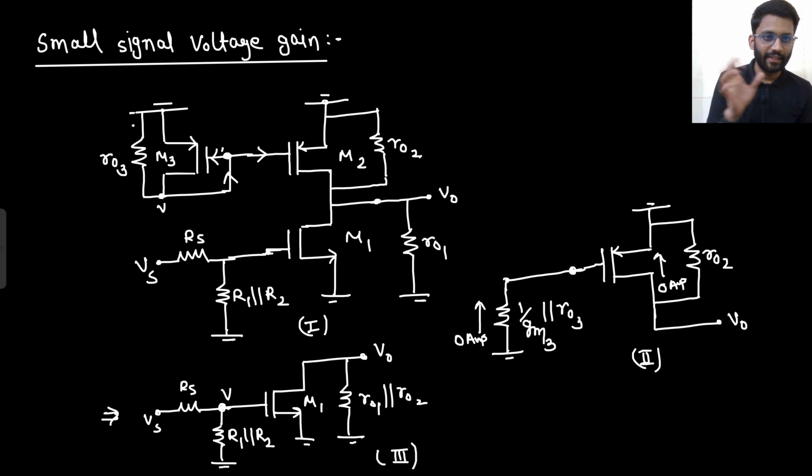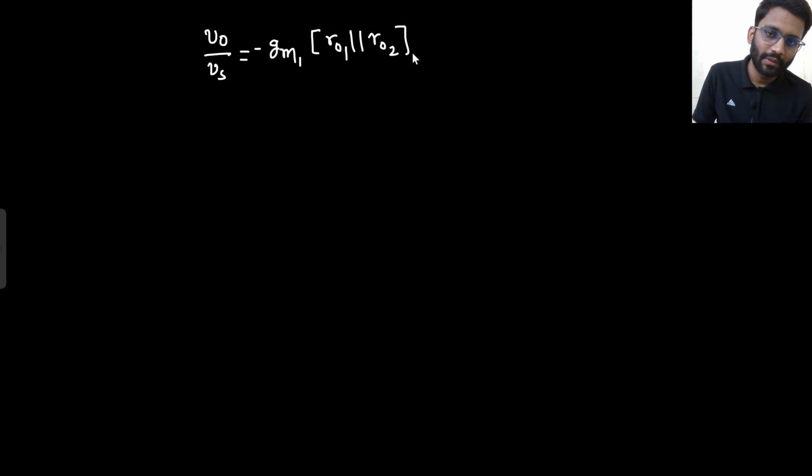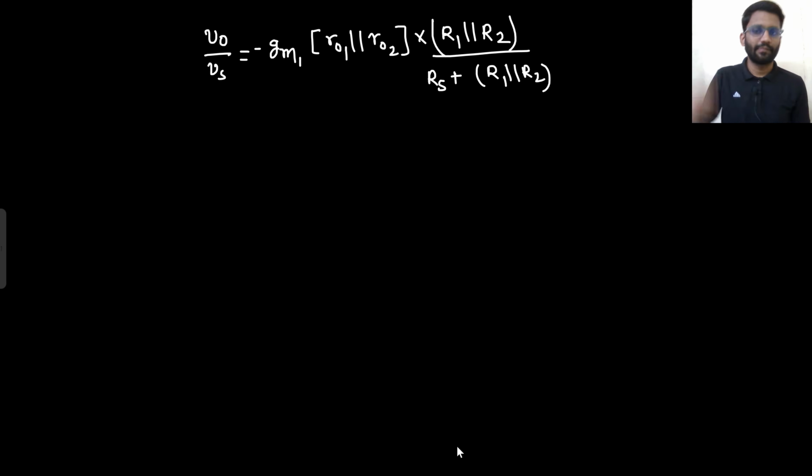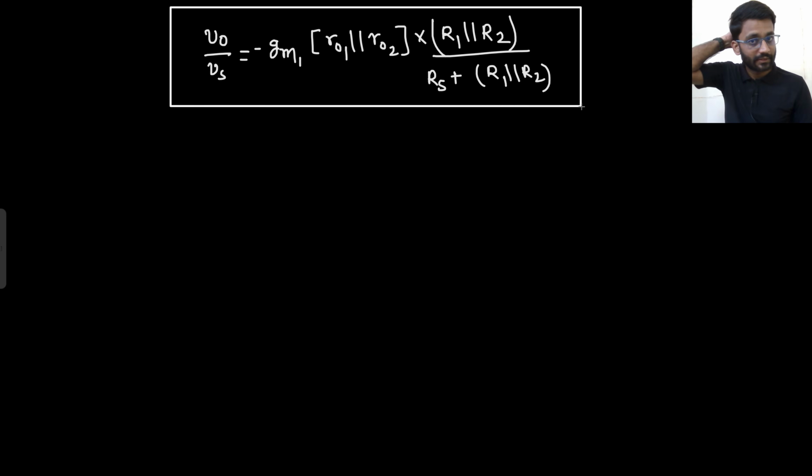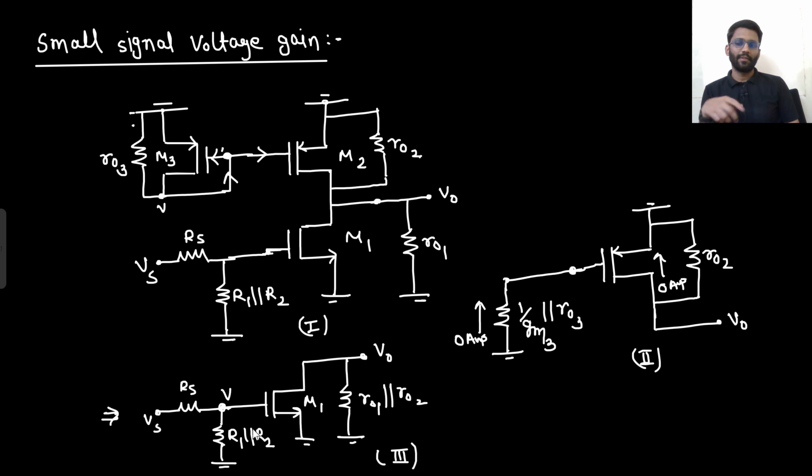What will be the gain? Now I will directly write down the gain. You should be comfortable with this. What will be the gain? V0 by Vs. That would be GM1 into R, minus sign certainly will be there because this is a common source amplifier, R01 parallel R02 into R1 parallel R2 upon Rs plus R1 parallel R2. Say yes or no. This is V0 by Vs. Are you agreeing to my point? This gain you can write.